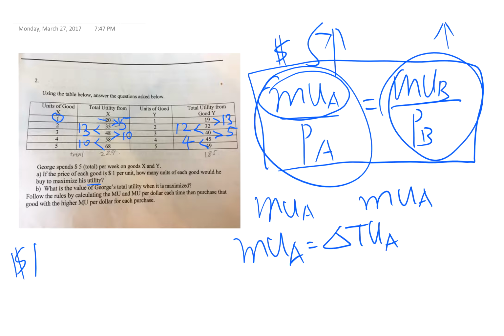Now, for your second dollar, we can either buy the second good X or the first good Y. If you buy the first good Y, you have 19 utility, and if you buy the second good X, we have 15 utility. And 19 is more, so we buy the first good Y. So we've spent $2 now. For the third dollar, we can either buy the second good X or the second good Y. If you buy the second good X, you have 15 utility. If you buy the second good Y, you have 13 utility. So this is more, so we buy the second good X.